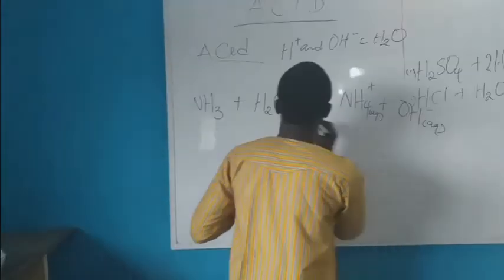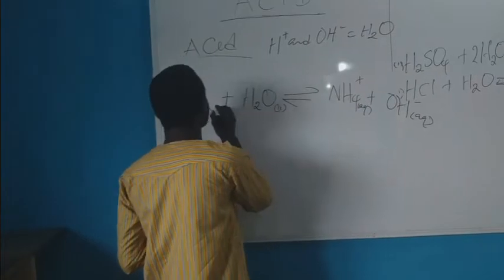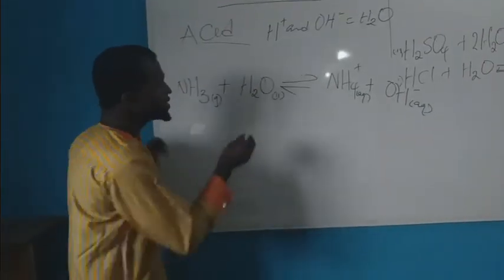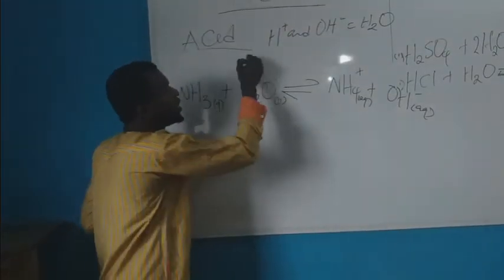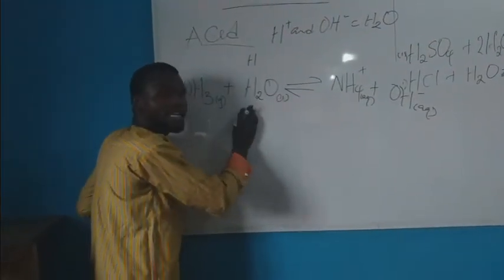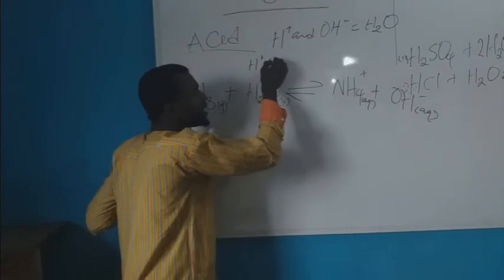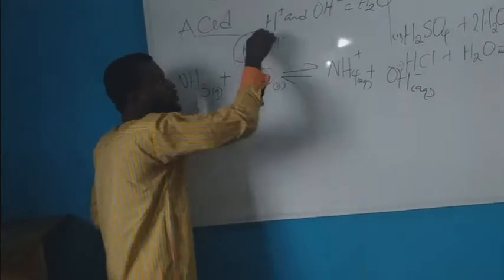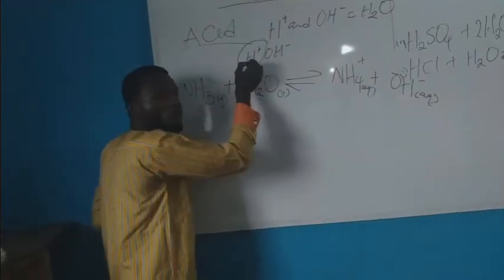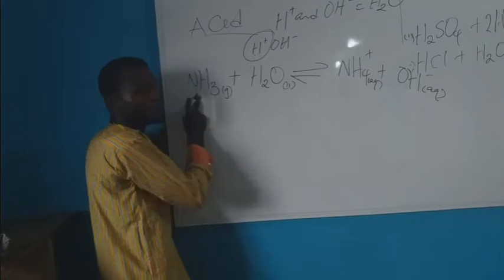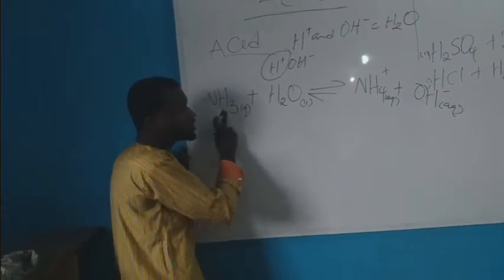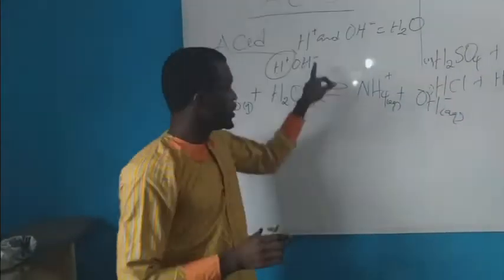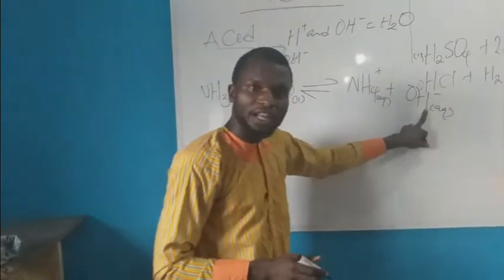Aqueous, liquid, gas. Here, water relinquishes. Recall I stated that water is an aggregation of hydrogen ion and hydroxide ion. In that, water will relinquish one hydrogen ion or a proton to ammonia. Ammonia has three hydrogen atoms, giving you NH4 plus, while the residual OH is liberated as hydroxide ion.